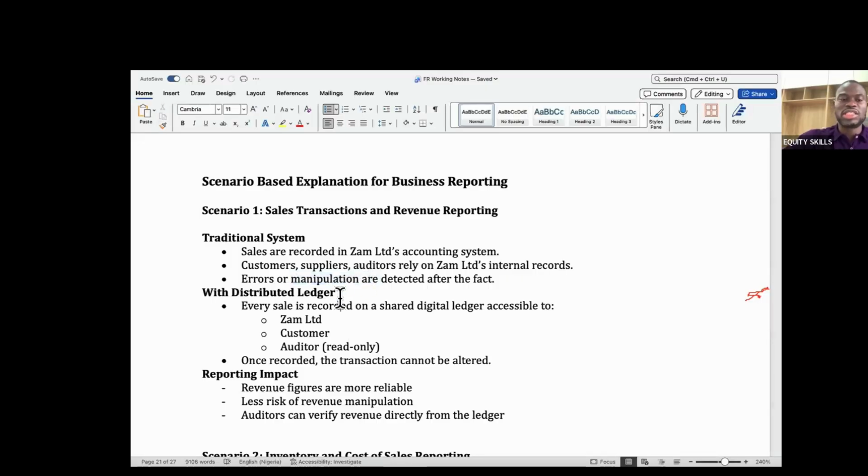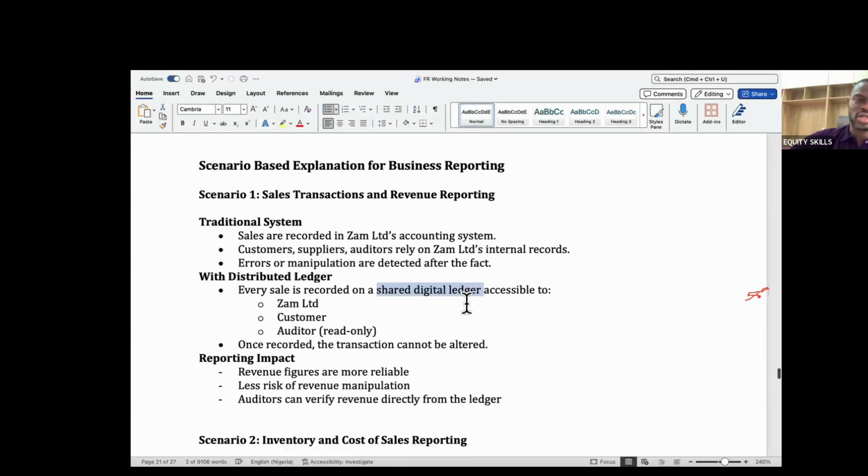But with a distributed ledger system, every sale that is recorded on the shared digital ledger is immediately accessible to everybody. And it is immutable. Of course, they cannot adjust, remove, or edit, but it's accessible to everybody. That's the context of a distributed ledger system like that.